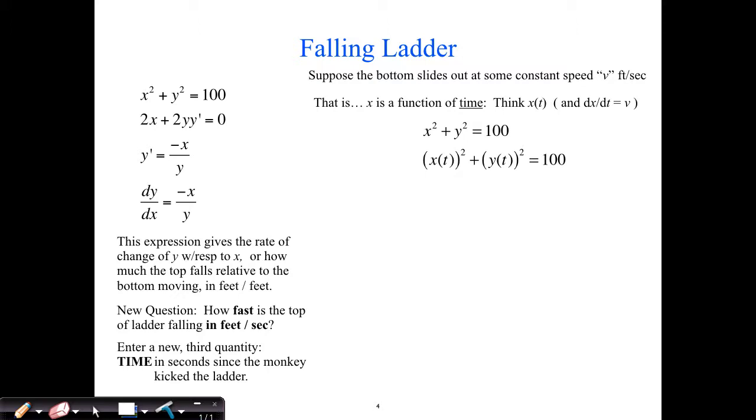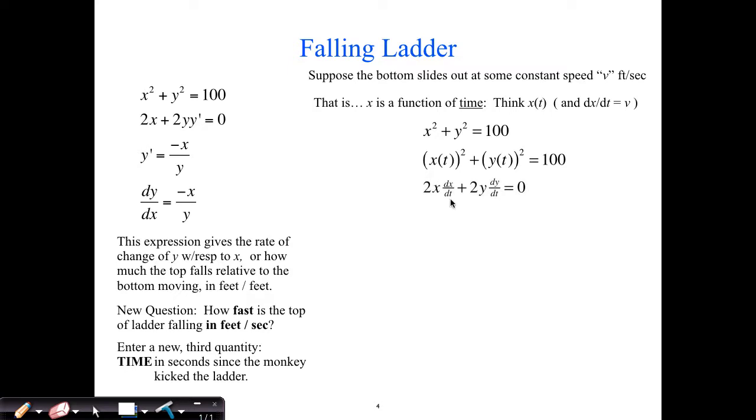Because lots of times we think of rates of change, like how fast something's changing, as opposed to how one thing changes with respect to another's measurement that isn't time. But looking at this, if I want to know the question here, how fast is the top of the ladder falling in feet per second? Well, I want to find an expression for y prime of t, or dy dt, something like that. So you can use whatever notation you want.